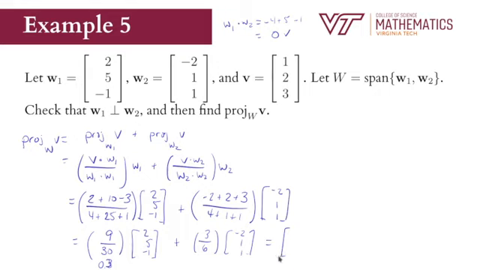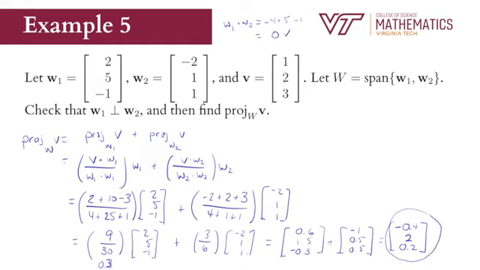And so if I multiply this vector by 0.3, we get 0.6, 1.5, and -0.3. When we multiply this vector by 1/2, we get -1, 0.5, and 0.5. When we add these together, we get -0.4, 2, and 0.2. And that is the projection that we're looking for. All right.